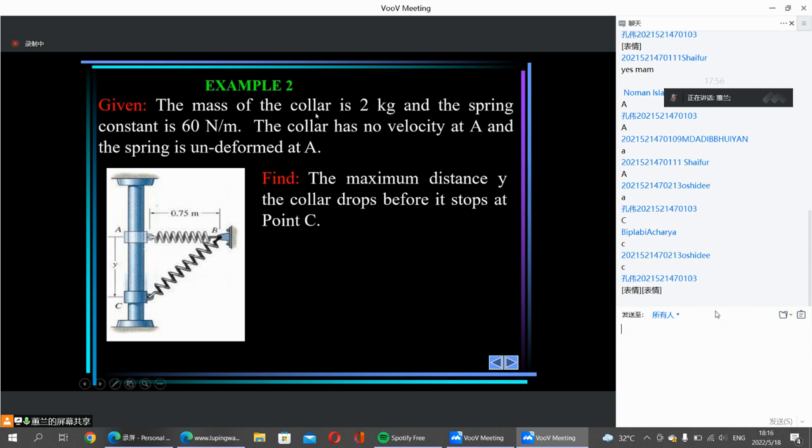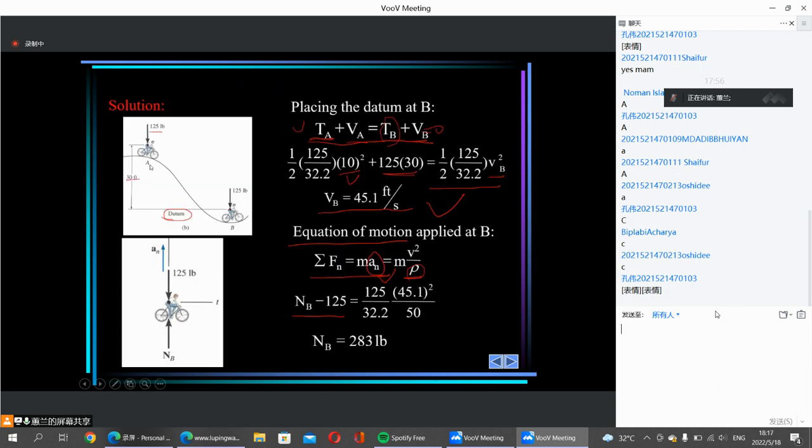Sorry, we go back to this. Definitely for this one, you can use the equation of work and energy. So what will it be? T1 plus the sum of the work from 1 to 2 equal to T2, right? The initial kinetic energy at position A plus the work done on the girl from position A to position B equals the kinetic energy at position B. You can solve this, and again you will have the same results.